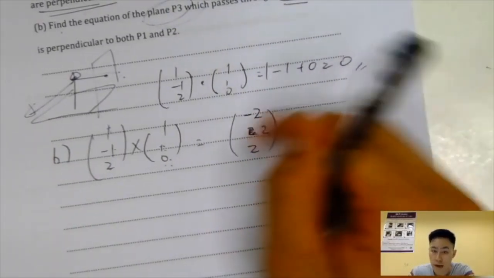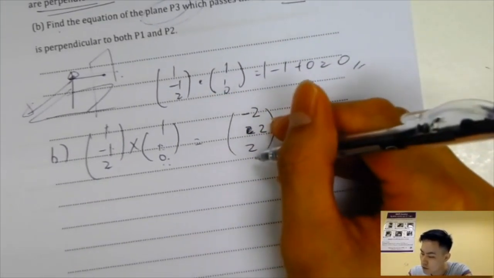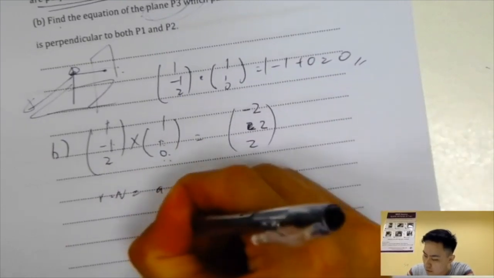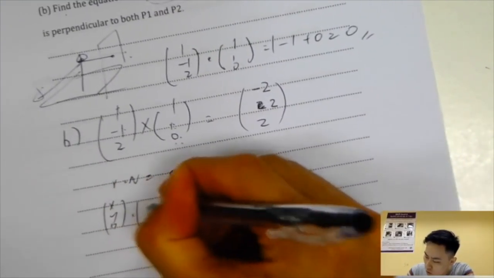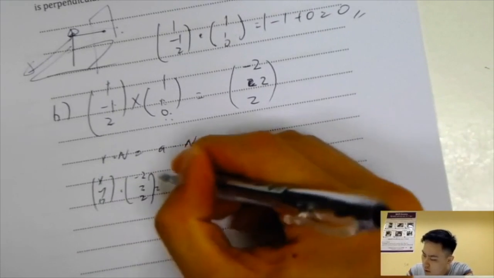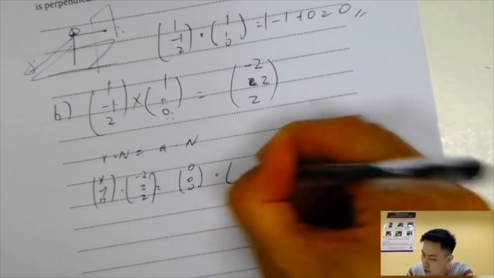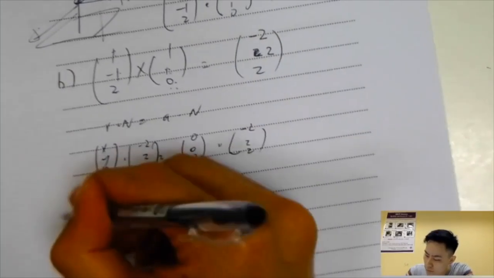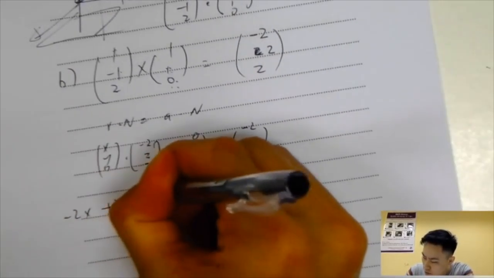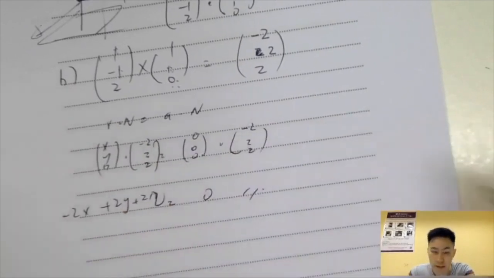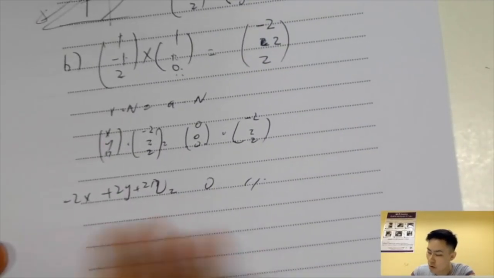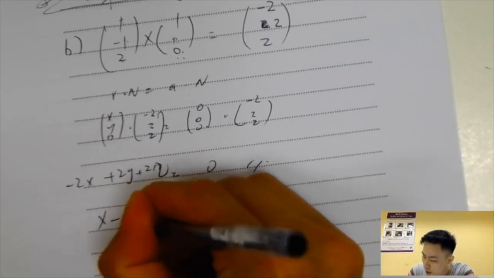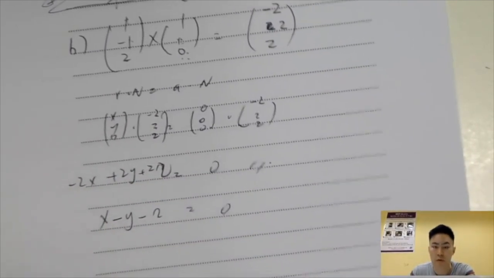And then we have the normal vector, and we have the point. So we just apply r dot n equals a dot n, right? So (x, y, z) dot the normal (-2, 2, 2). And then a is just the point (0, 0, 0) dot (-2, 2, 2). 0 dot anything will be just 0. So -2x plus 2y plus 2z equals 0. Of course, you can simplify by dividing both sides by -2. So finally, you have x minus y minus z equal to 0, yeah?